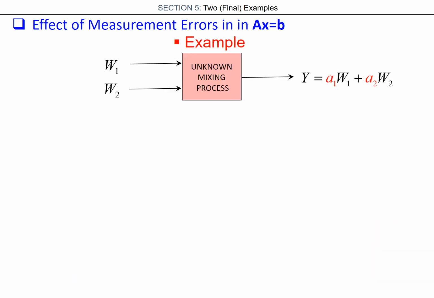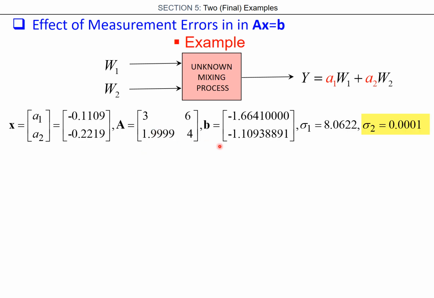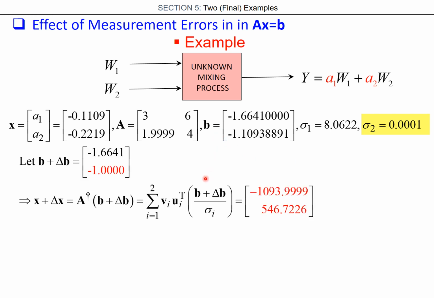So now let's put in some values for A and B, etc. And let's see what result we get. So if that's A, you can show what the singular values are: 8.0622, and sigma 2 is 0.0001. So we've got a very small singular value. So we've got the potential to have a large change in X for a small change in B.